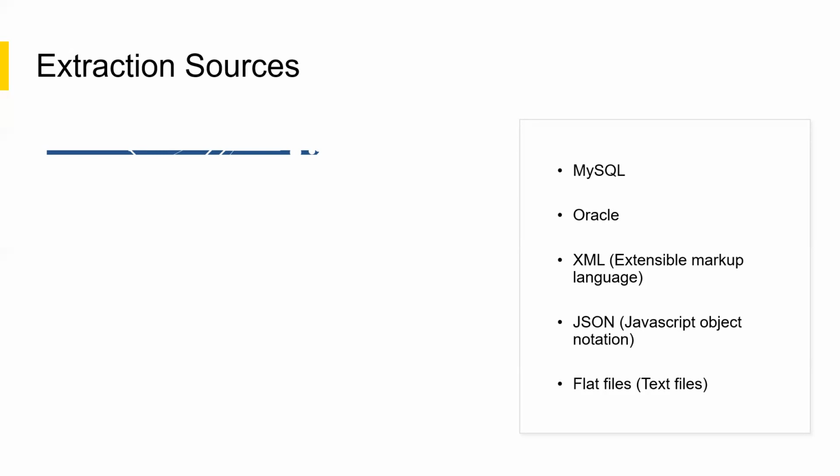Then you have JSON, that is JavaScript object notation. What is this? For example, on social media like Facebook or Insta, your customers are filling different forms over there. The data that you get from that, that is JSON.